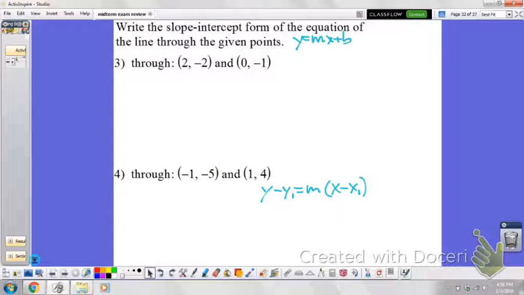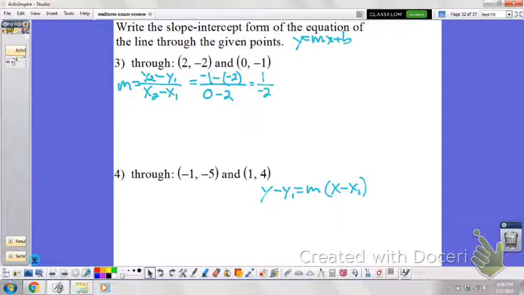But for both of these, the first thing we need to do is to find the slope. So I will use my slope formula, y2 minus y1 over x2 minus x1, to find my slope. So substitute my y values in. y2 minus y1 will be negative 1 minus negative 2, over x2 minus x1, so 0 minus 2. Negative 1 minus negative 2 is 1. 0 minus 2 is negative 2, so my slope is negative 1/2.